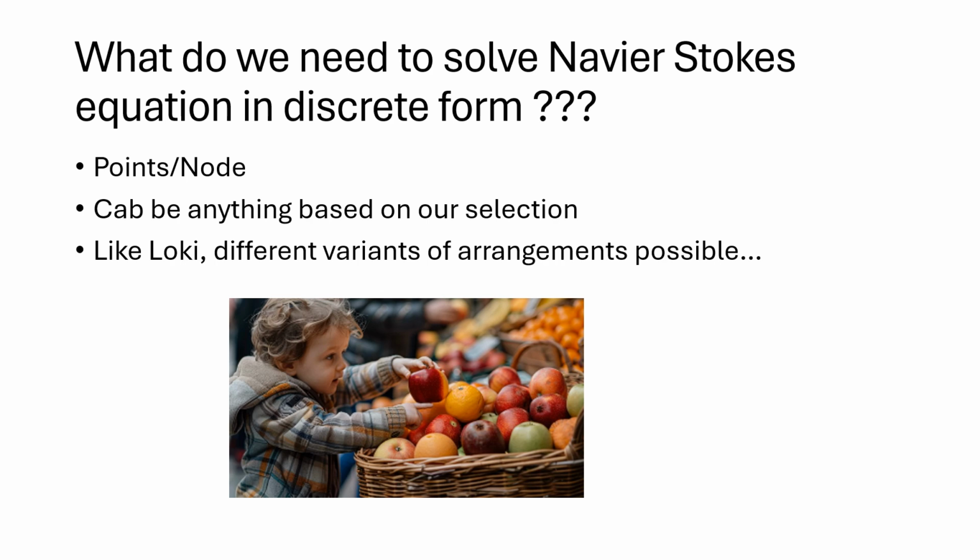The Navier-Stokes equation is first in an integral form. Then we discretize it so that we can solve it for our complex geometry. So after discretizing it, what do you think? What do we need to solve the Navier-Stokes equation? Simply, it's the points in the field, the node points in the field. It can be anything based on a selection. You can take any imaginary points in your field.